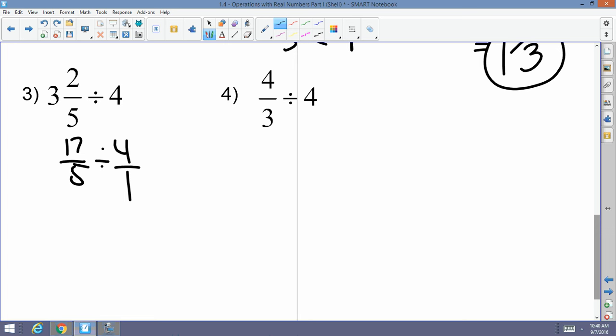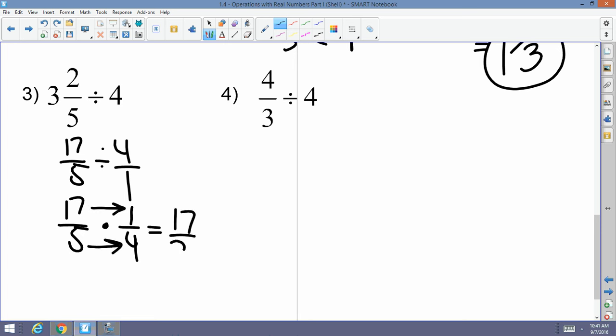Awesome. Now, stay, change, flip. 17 times 1, numerator times numerator. 5 times 4, denominator times denominator. Ding dong, the witch is gone. That's it. It's all good.